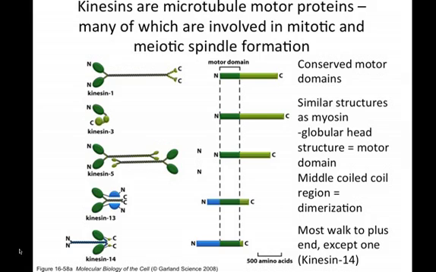And you're probably noticing a very similar structure to myosin, right? You've got this globular head structure, that's your motor domain. And then this middle coil region, which is a dimer, so it dimerizes through the coil region. And then here, the C-terminal domain is where you bind your cargo. Most walk to the plus end, except for one, kinesin 14.